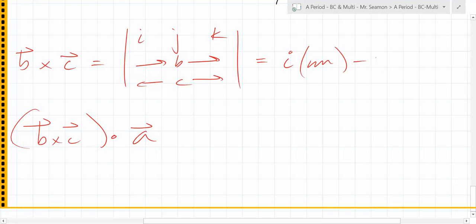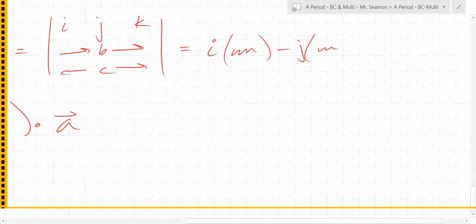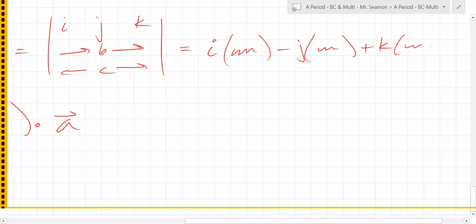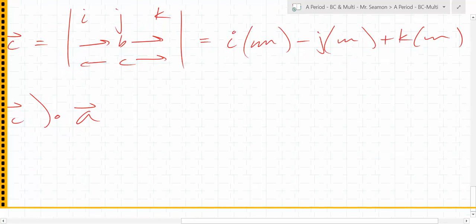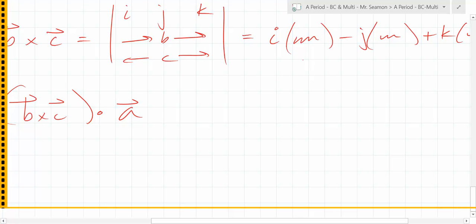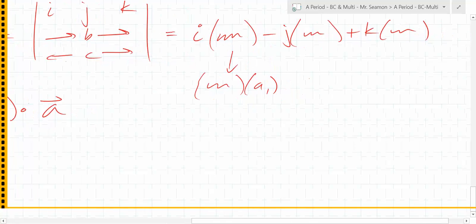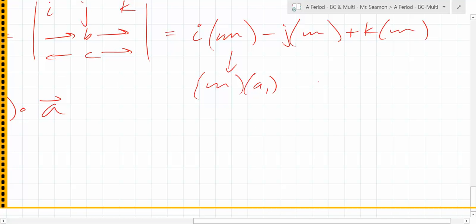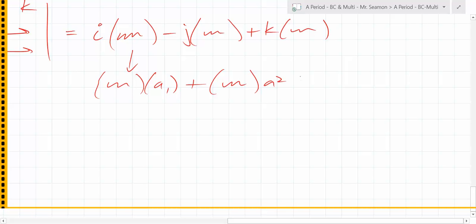Yeah. Minus J times something. Yeah, and you could do it out. It's not what I want you to focus on right now. And K times something. Do you agree? When you do the dot product of these things, what are you going to get? You're going to take this thing times A1, and then you're going to have this thing right here times what? A2, and then what are you going to have? This thing times what? A3.